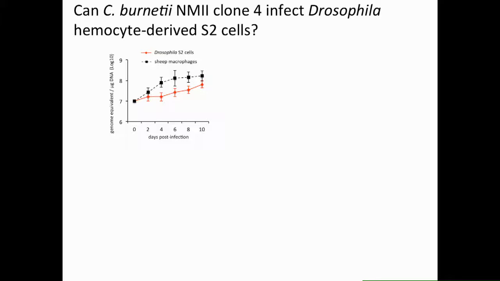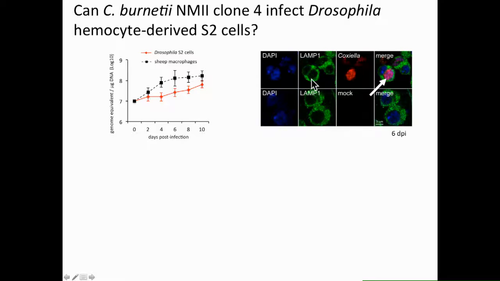So to begin, we asked if 9-mile clone 4 can infect Drosophila hemocyte-derived S2 cells. Here we show a graph of S2 cells in red and sheep macrophages in black. You can see that Coxiella 9-mile 2 grows a little slower in S2 cells than it does in sheep macrophages. We look for the presence of the Coxiella-containing vacuole. Here you can see this large vacuole, and here's the nucleus. That's very representative of Coxiella infection.